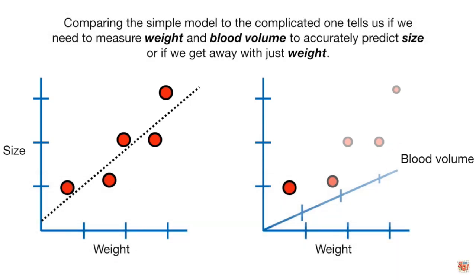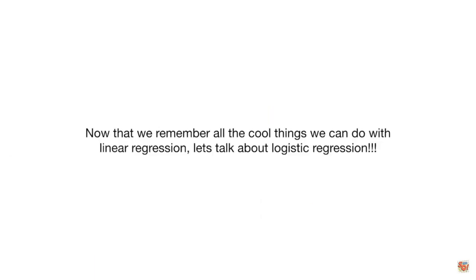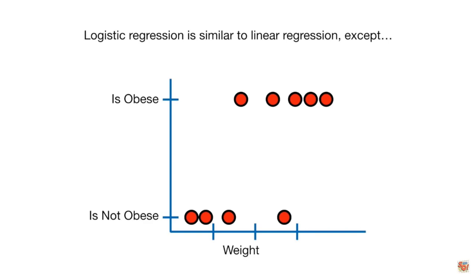Comparing the simple model to the complicated one tells us if we need to measure weight and blood volume to accurately predict size, or if we can get away with just weight. Now that we remember all the cool things we can do with linear regression, let's talk about logistic regression.